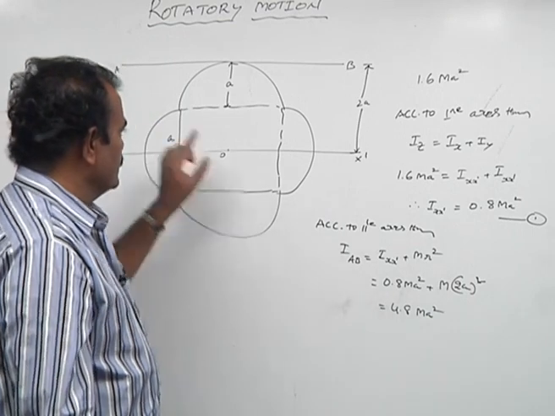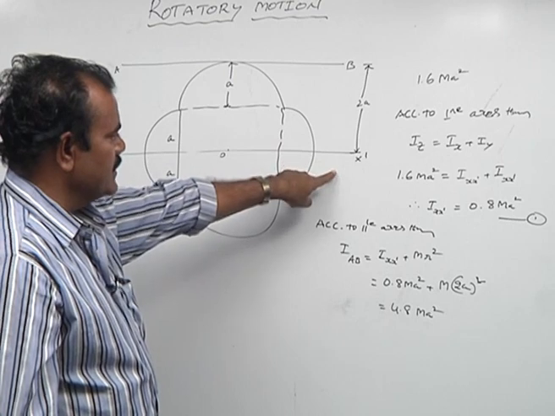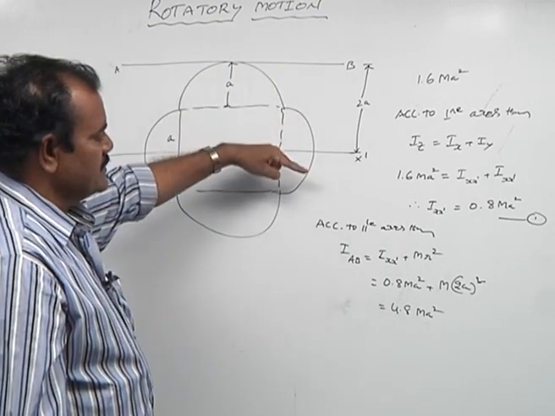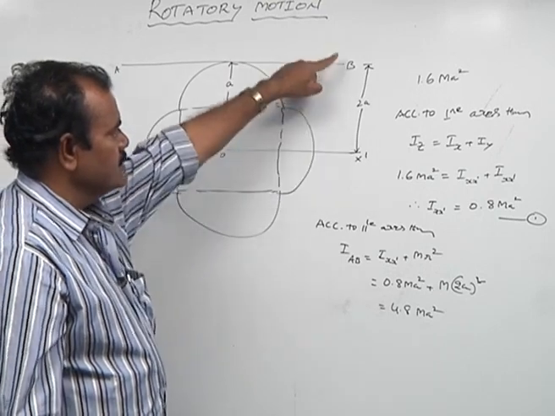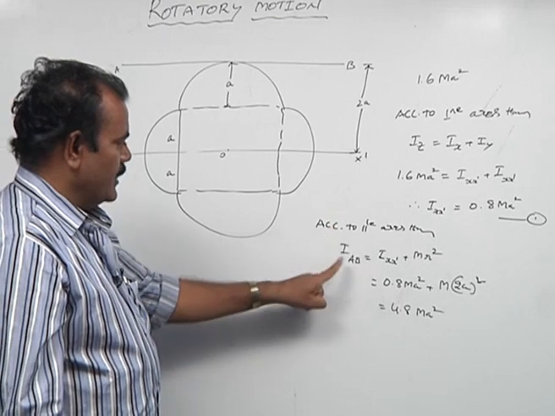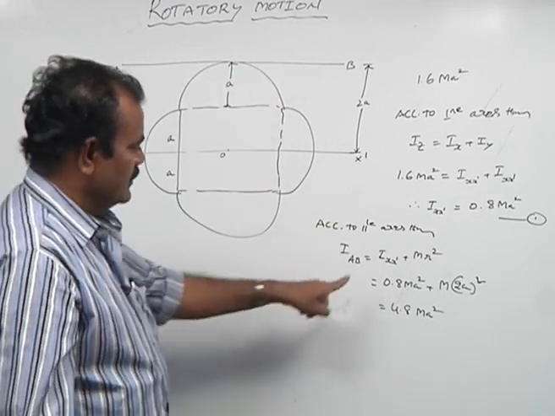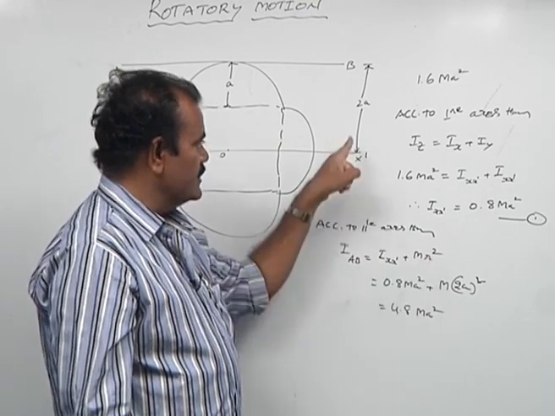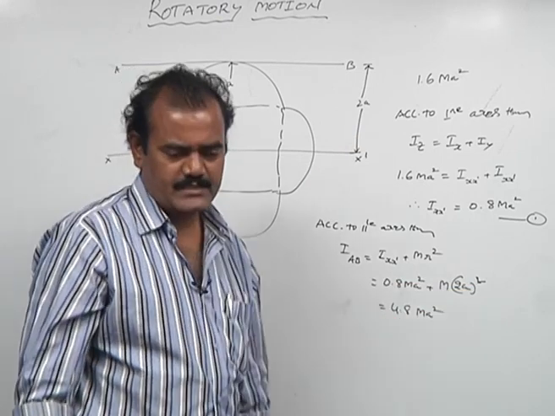Once again, first of all, after finding the moment of inertia about this XX dash, if you want to find the moment of inertia about this tangent, you have to apply the parallel axis theorem, because these two axes are parallel to each other, separated by distance 2a. So IAB is equal to Ixx dash plus Mr square, 0.8 Ma square plus M times 2a whole square, and ultimately you get 4.8 Ma square.